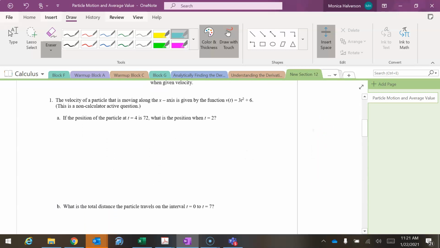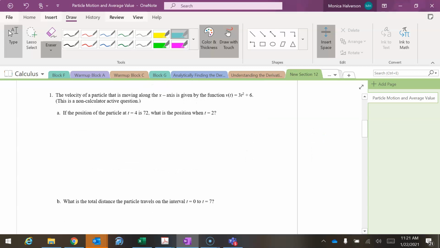The first problem says the velocity of a particle that is moving along the x-axis is given by the function v of t is equal to 3t squared plus 6. And they're asking in part A, if the position of the particle at t equals 4 equals 72, what is the position when t equals 2? Now remember, what's important here is that this is a non-calculator question.